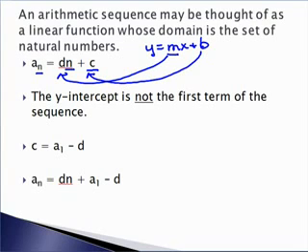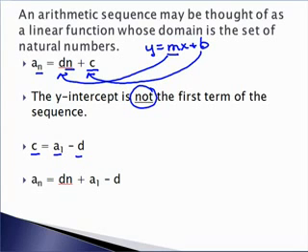Okay, so remember, the y-intercept is not the first term of the sequence. The first term is what's the value when the x is 1, so the y-intercept is when x is 0, or in our case when n is 0. So the y-intercept is not the first term. That's kind of confusing sometimes to kids. Okay, so that means the y-intercept, or the c, is whatever the first term is minus the difference.